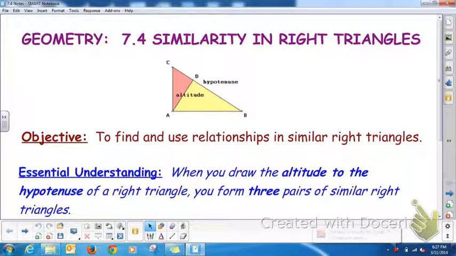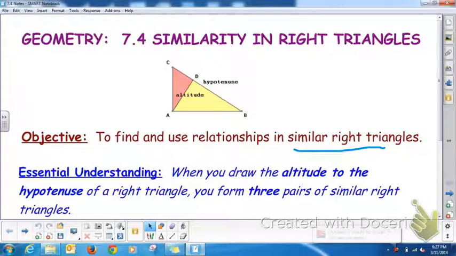We're still in Chapter 7. This is Section 7.4, Similarity in Right Triangles. So we've discussed similarity in polygons and in triangles, but these are specifically right triangles in this section. Our objective is to find and use relationships in similar right triangles.